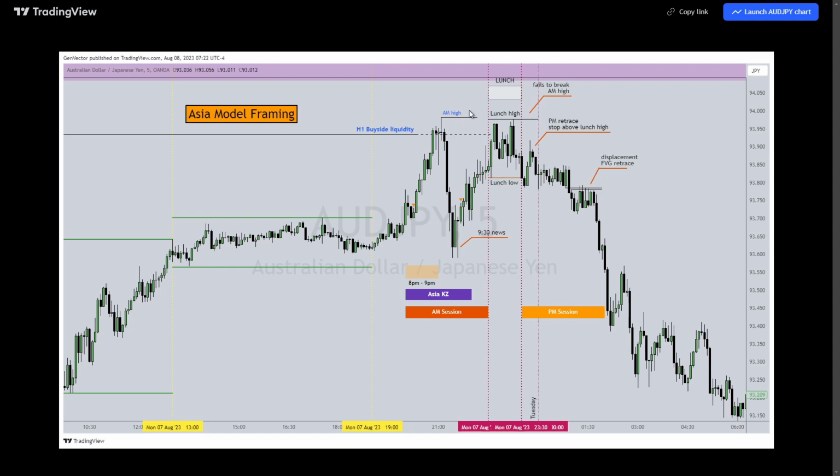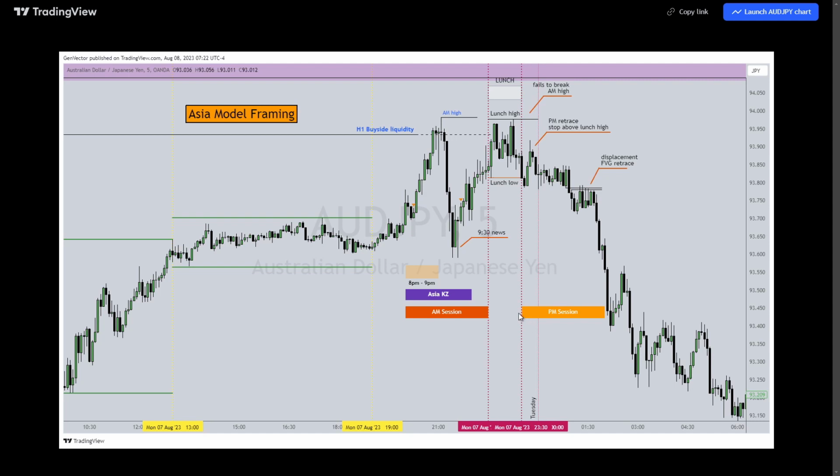Lunch does not make a new high and stays within the AM range. So that AM session range ending at 10:30, we see that price stays within the AM range. In the lunch hour, we have a consolidation. We see a displacement. We go below the low. We come back into the midpoint of the consolidation and we start breaking lower.